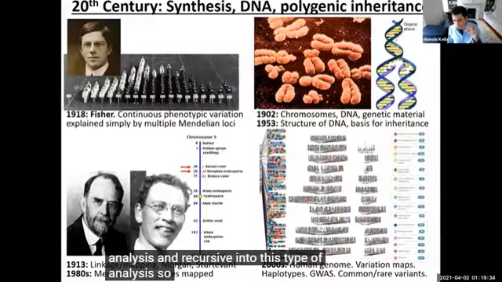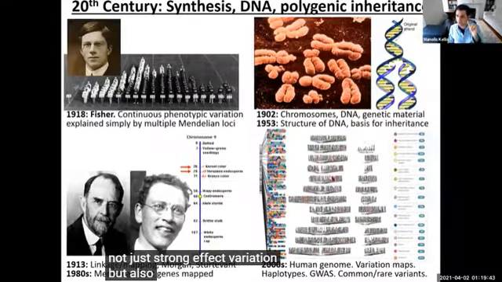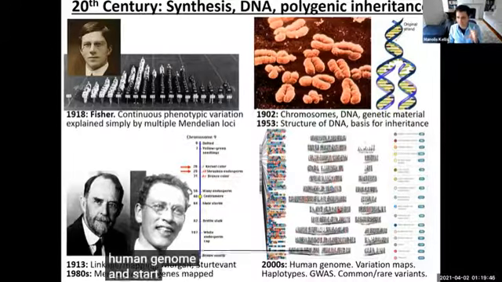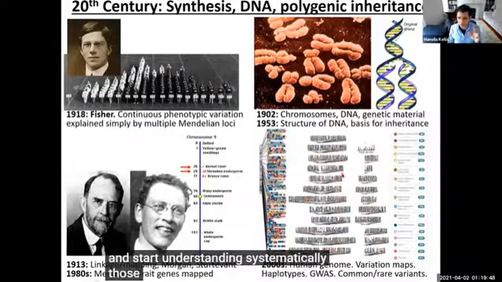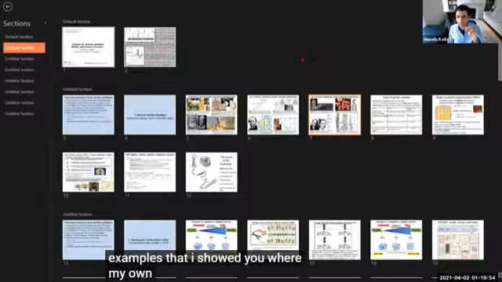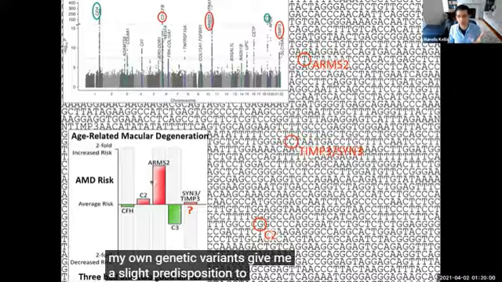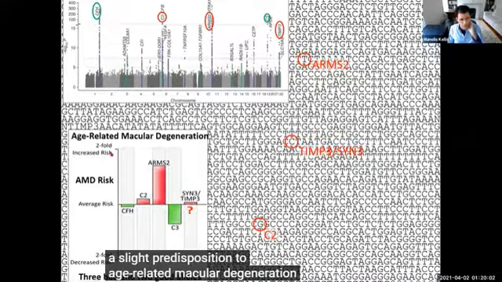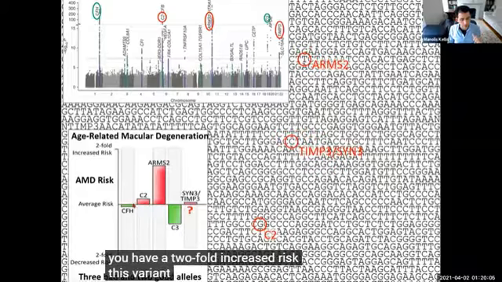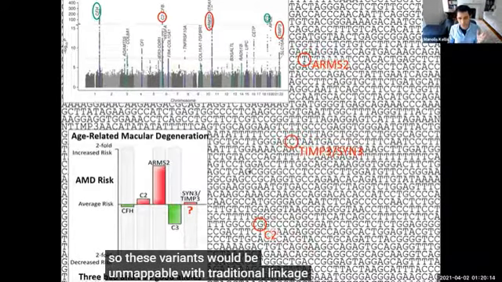So in the 2000s, what we saw was the ability to actually map not just strong effect variation, but also weak effect variation in the human genome, and start understanding systematically those examples that I showed you, where my own genetic variants give me a slight predisposition to age-related macular degeneration. Here you have a twofold increased risk. This variant only gives me a 10% higher risk. So these variants would be unmappable with traditional linkage methods.